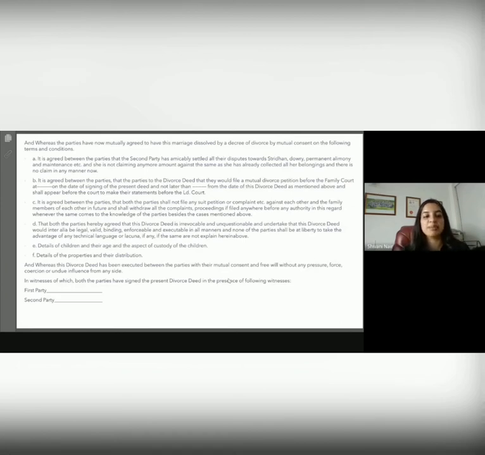It is agreed between the parties that both the parties shall not file any suit or complaint against each other and the family members of each other in future, and shall withdraw all the complaints and proceedings if filed anywhere before any authority in this regard, whenever the same comes to the knowledge of the parties, besides the cases mentioned above.